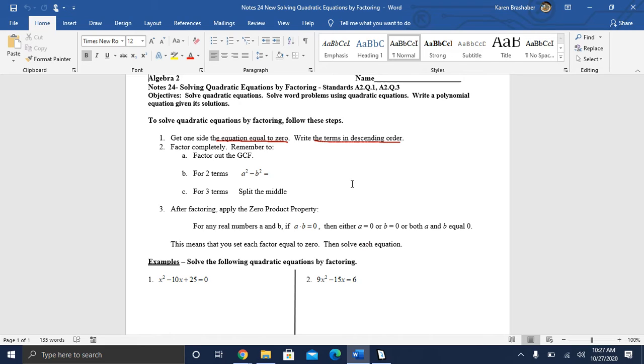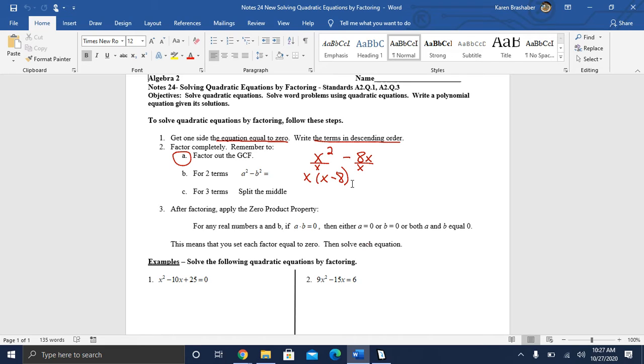One would be to take out the greatest common factor. So if you have something like x squared minus 8x, then what I'm referring to there is that we divide by x, and that means that you would take an x out and have x minus 8. So that's what I mean by factoring out the GCF.